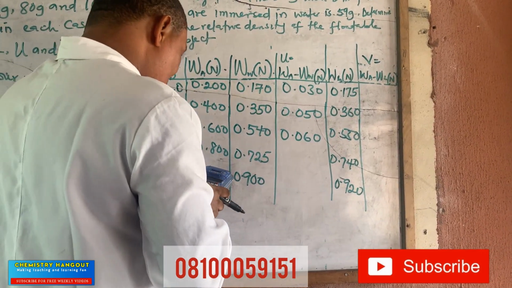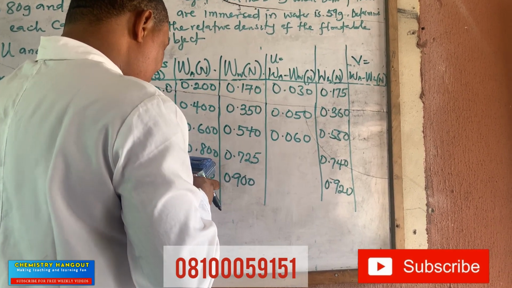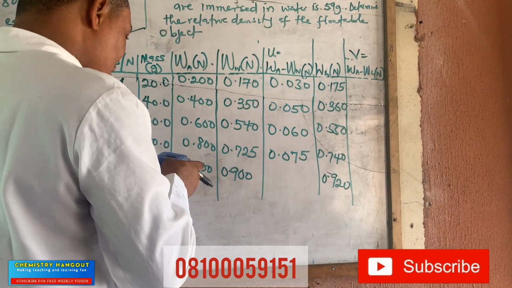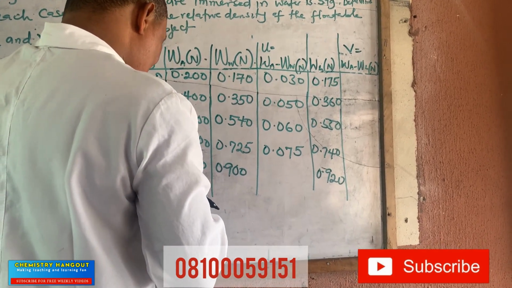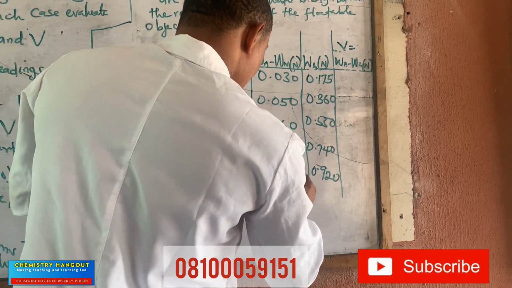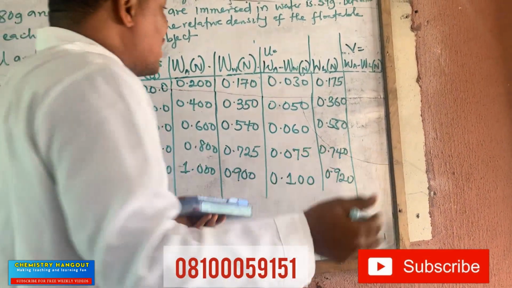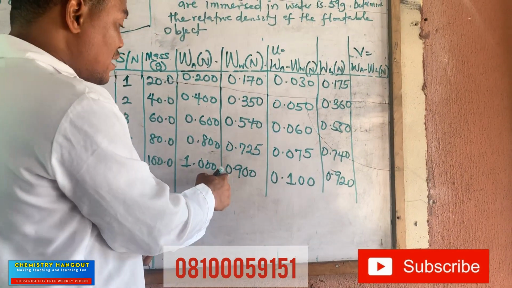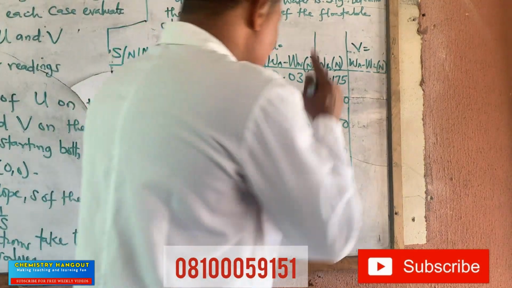Okay? So 0.8 minus 0.725, that's giving us 0.075. And we have 1.0 minus 0.9, sure. So this is 0.100. I want to believe this is clear. So some people will do 0.17, 0.35, 0.54, 0.73, 0.90, but I choose to go by 3 decimal places so that it will be easier for me.